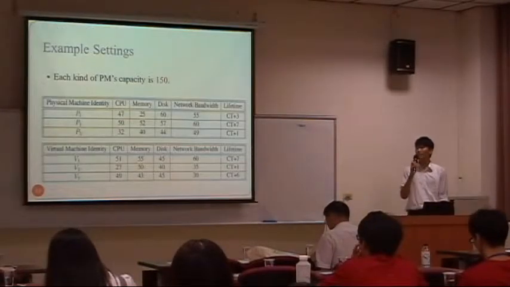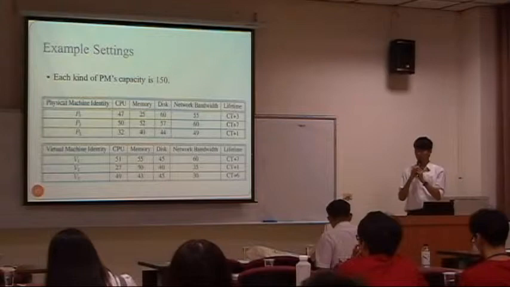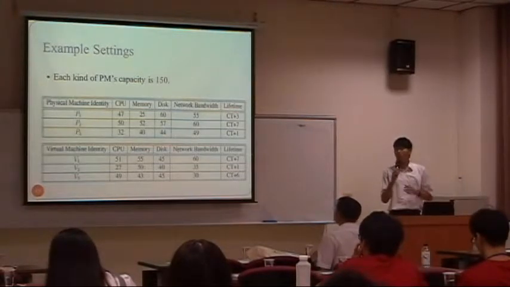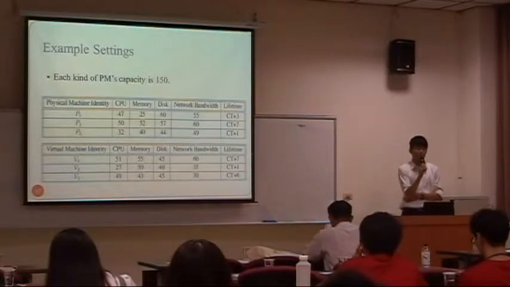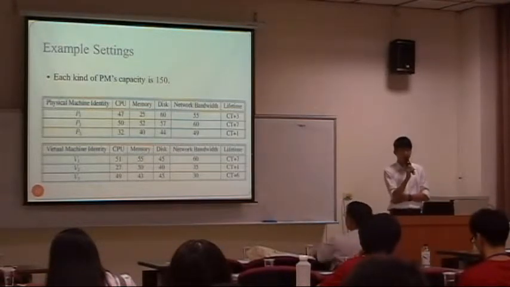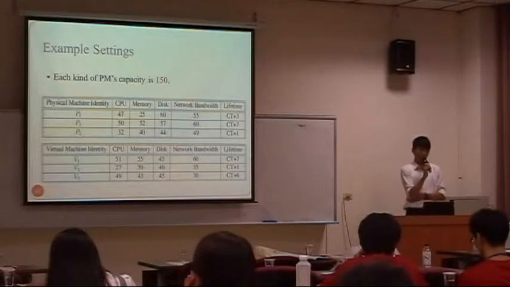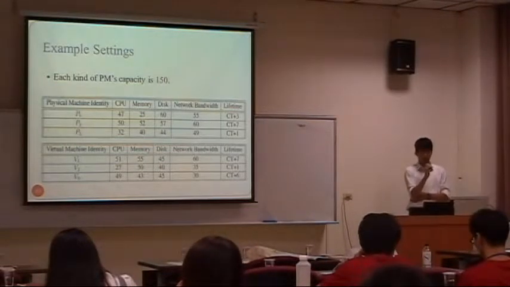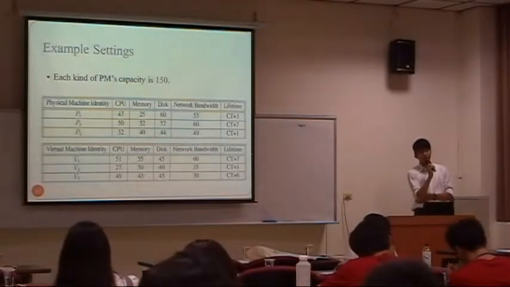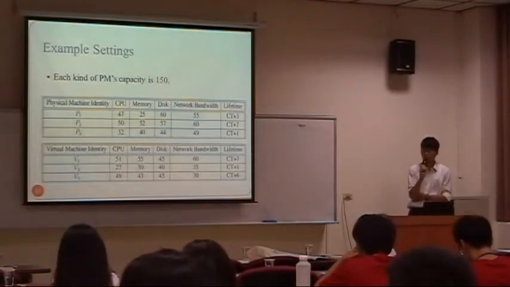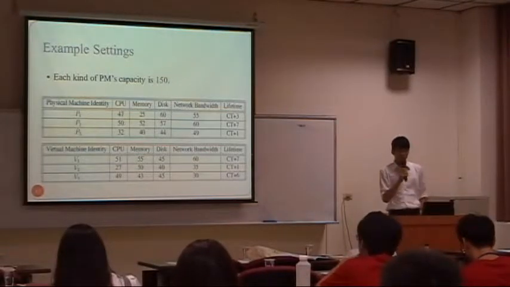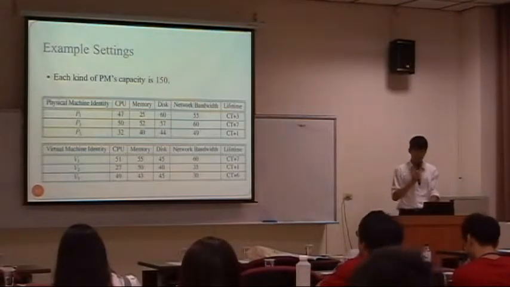So we did an example to let us understand clearly. We assume each kind of physical machine's capacity is 150. Here are two tables. First is the physical machine's status and lifetime. Second is the virtual machine's status and lifetime. CP is the current time.